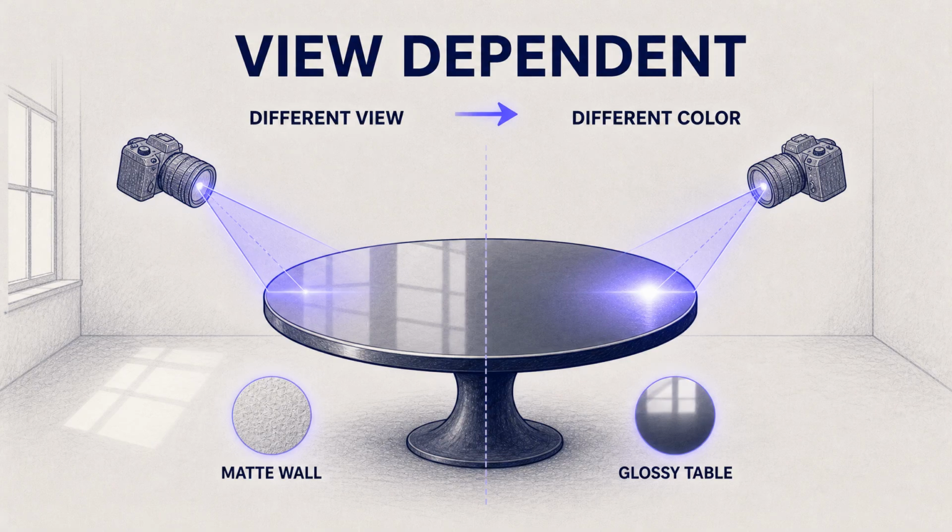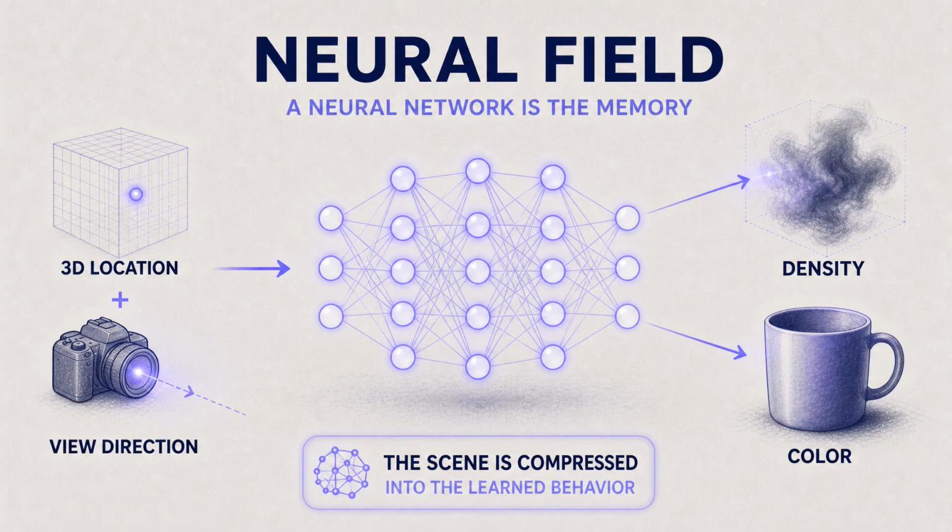Color is not always the same from every direction. A matte wall looks fairly stable, but a glossy table can flash brighter from one angle. By giving the model viewing direction, NeRF can learn some of these view-dependent effects instead of treating the world like flat paint. The word neural means a neural network is used as the memory for this field.